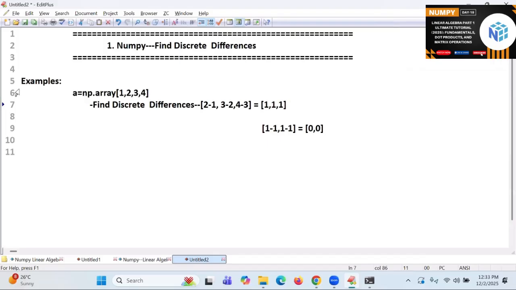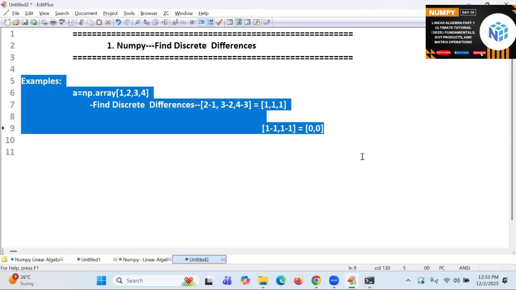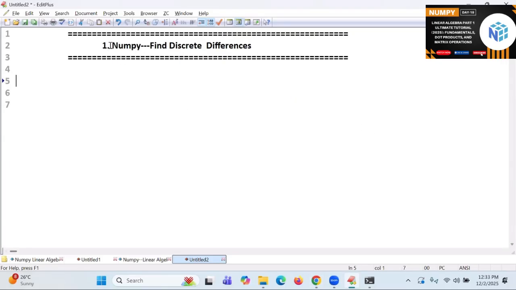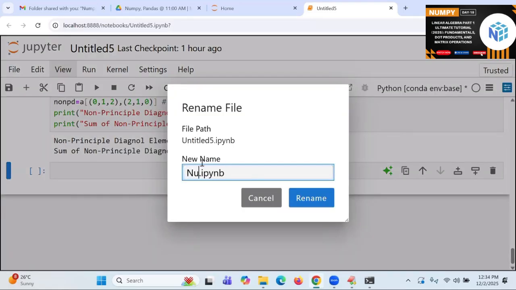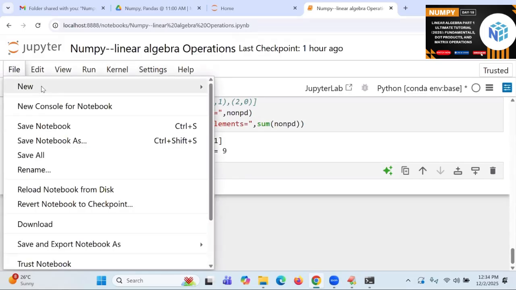Can I go to this now? So here I will go for writing the differences, students. Now I am going to write the example. First I will show you, then I will go to the further explanation. So go to this place. Here, NumPy. Let me save it. Linear algebra operations. Okay.